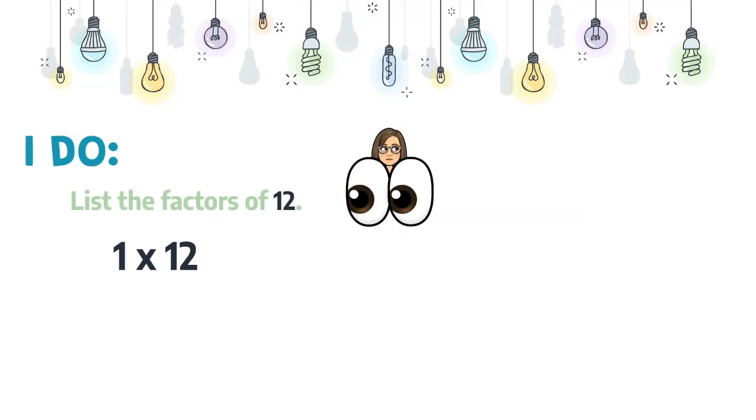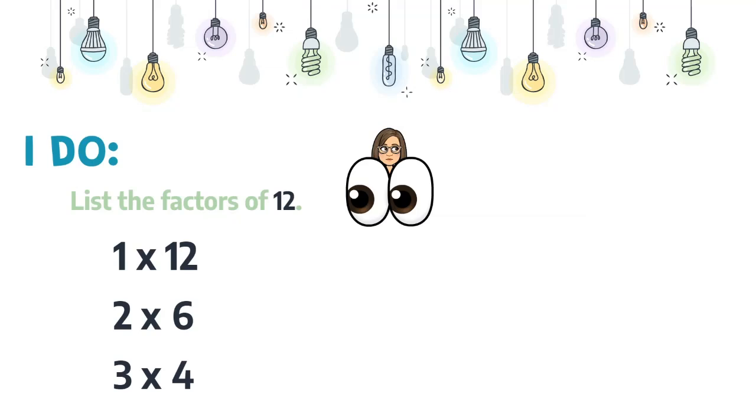What other factor pairs would make 12? How about 2? Can you multiply 2 by something to get 12? Yes, of course 2 times 6 equals 12. Let's keep going. I like to just work my way up the number line. So what about 3? 3 times 4 equals 12.